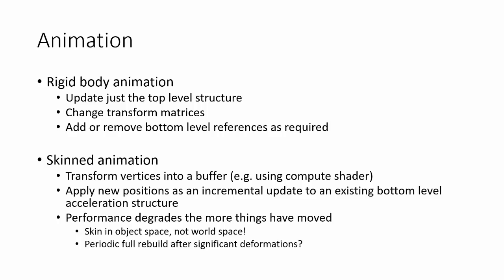This is very straightforward. If we want to do skinning, though, we need to do a full bottom level rebuild because we want to move actual vertex positions. So the basic idea for skinning is to do one pass that transforms vertices into a temporary buffer using a compute shader to do the same kind of calculation you would do in a vertex shader for skinning if you were doing rasterization. And then we take that new set of transformed positions and apply them as an incremental update to an existing bottom level acceleration structure.